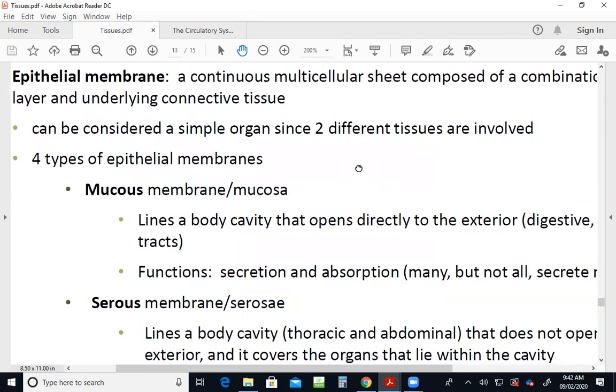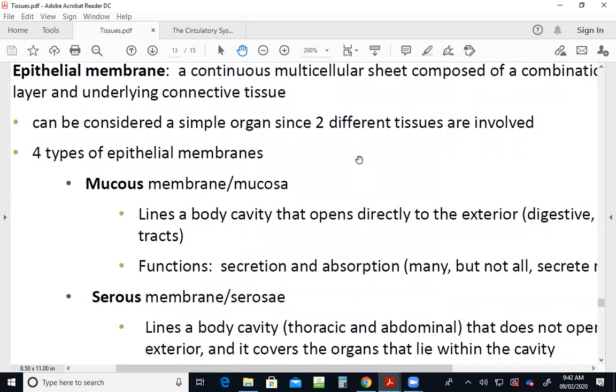All right, now before we totally move on from connective tissue, we have to talk about epithelial membranes, which tie together epithelial tissue and connective tissue.